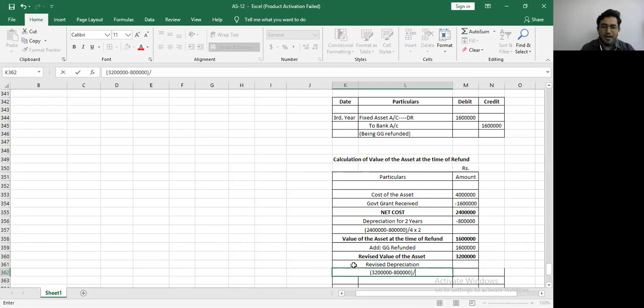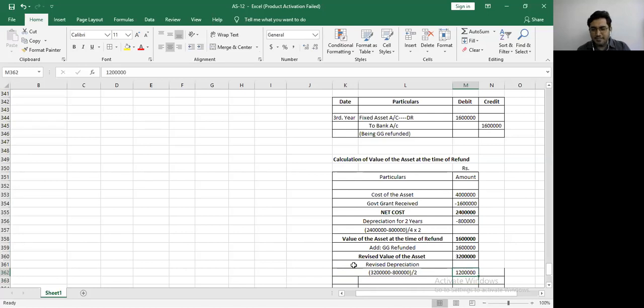This time you will divide by remaining useful life. Please pay attention, everyone on your chat box. Revised useful life. Original useful life was 4 years, we are refunding after 2 years, so how many years of useful life are left now? 4 years was the total life, 2 years have passed, so how many years are left in total? Everyone on your chat box, how much useful life is left now? What's your depreciation per annum? Your revised depreciation per annum is 12 lakhs.